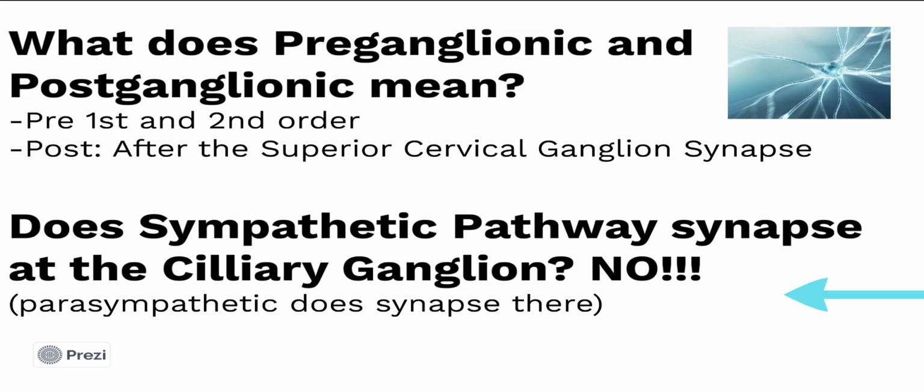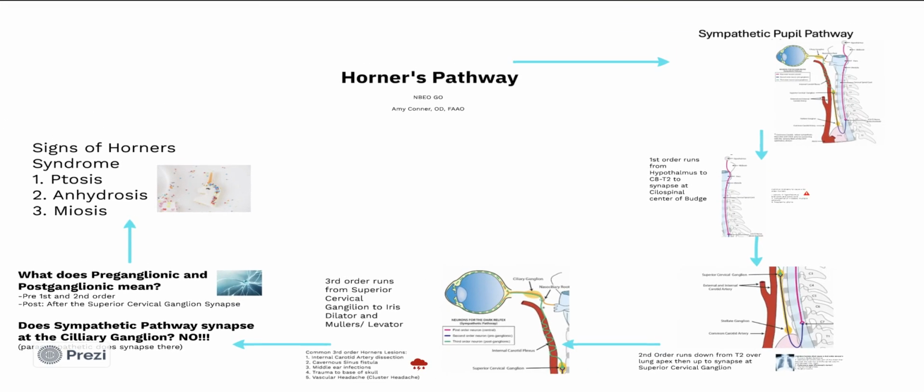So that's postganglionic. Now, a big thing that you need to know here is, does the sympathetic pathway synapse at the ciliary ganglion? The answer is no. No, no, no. You do need to know the parasympathetic does synapse there. The sympathetic runs through the ciliary ganglion, but it does not synapse there.